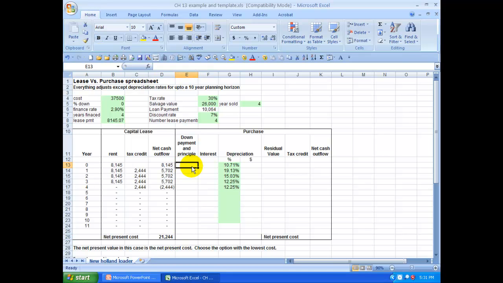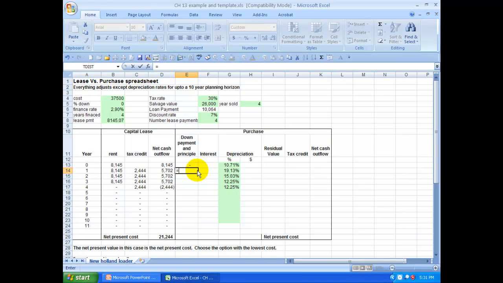So in year 0, if I purchase something, I've got my down payment in year 0. So this is going to equal my cost multiplied by my percent down. My depreciation, well, let's just go ahead and do all the financing. Then the next year, I need my principal portion of the payment.